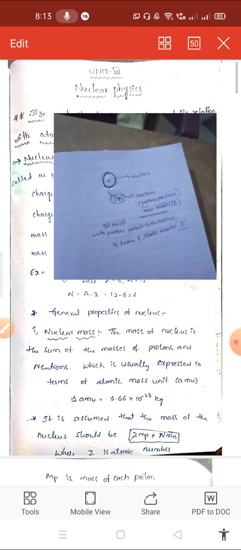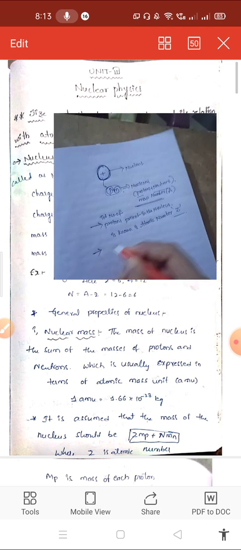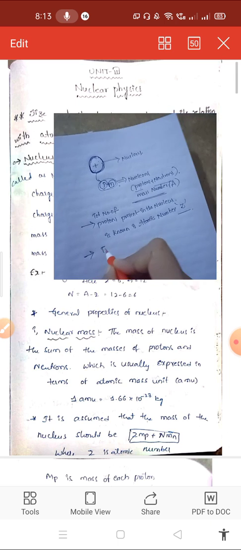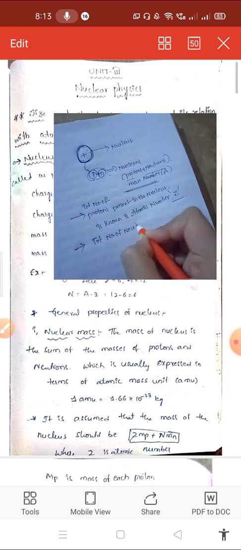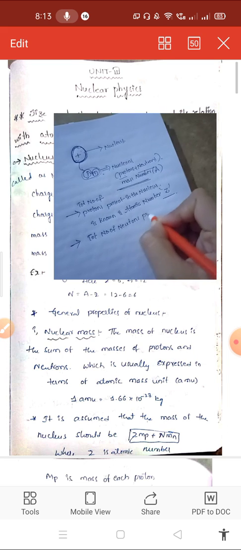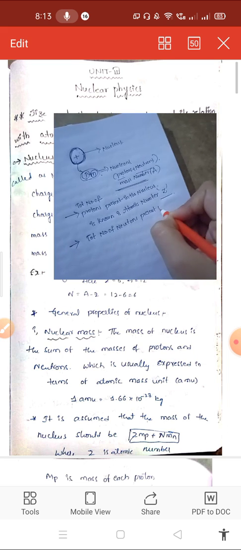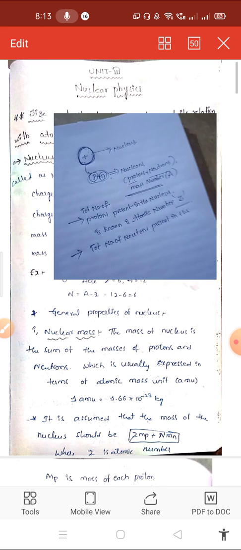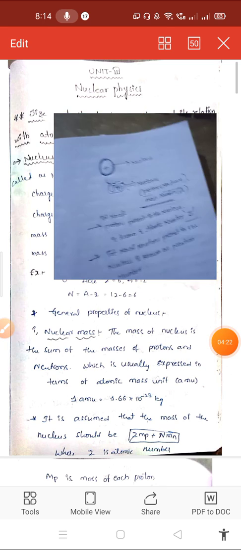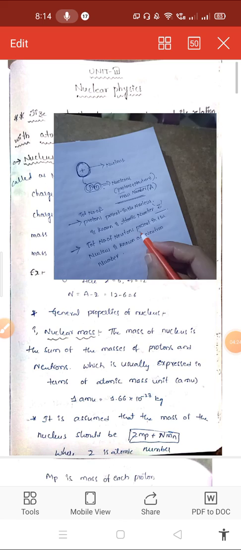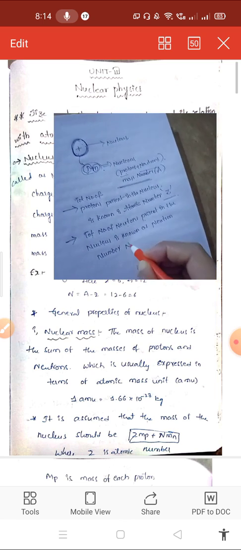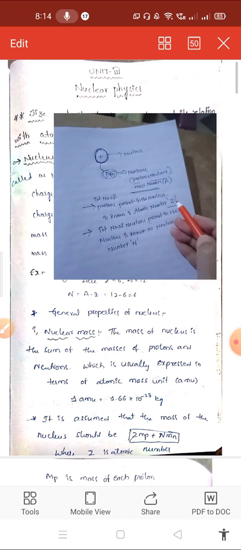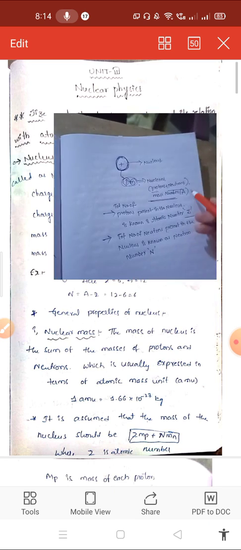Now coming to the total number of neutrons. After protons, next what is called? The total number of neutrons present in the nucleus is known as the neutron number and it is denoted by N. So the total number of protons and neutrons is called the mass number.